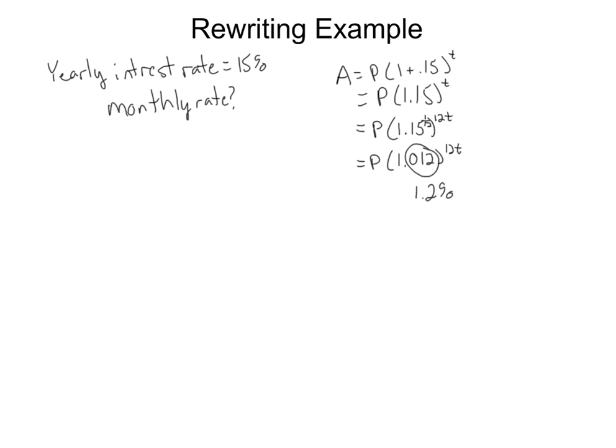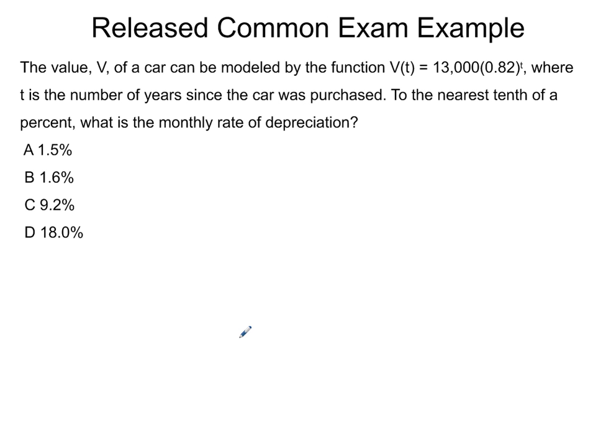Let's do another example. This example came from the released common exam, which this class will be taking at the end of the semester. So this one says the value V of a car can be modeled by the function V of t is equal to 13,000 times 0.82 to the t, where t is the number of years since the car was purchased. To the nearest tenth of a percent, what is the monthly rate of depreciation?